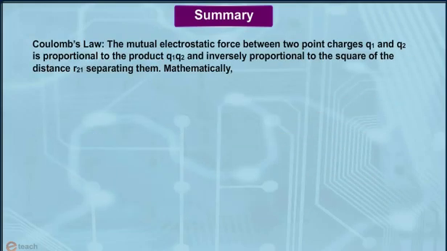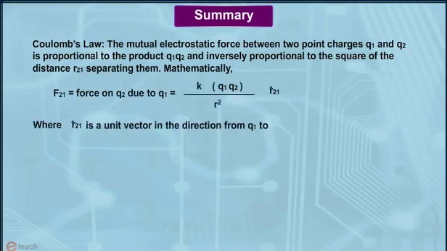Coulomb's law. The mutual electrostatic force between two point charges Q1 and Q2 is proportional to the product Q1 times Q2 and inversely proportional to the square of the distance r21 separating them. Mathematically, it is represented as shown. Here r is a unit vector in the direction from Q1 to Q2 and k is the constant of proportionality.